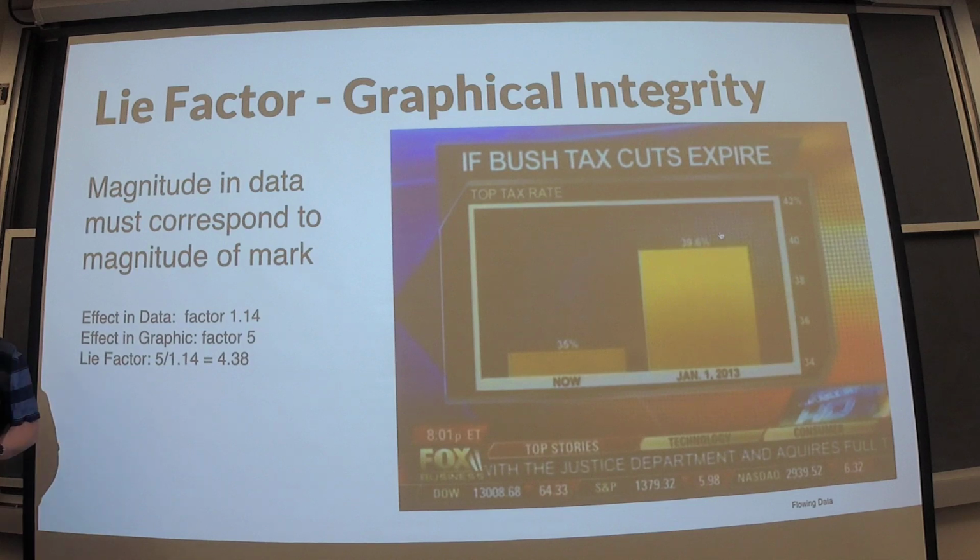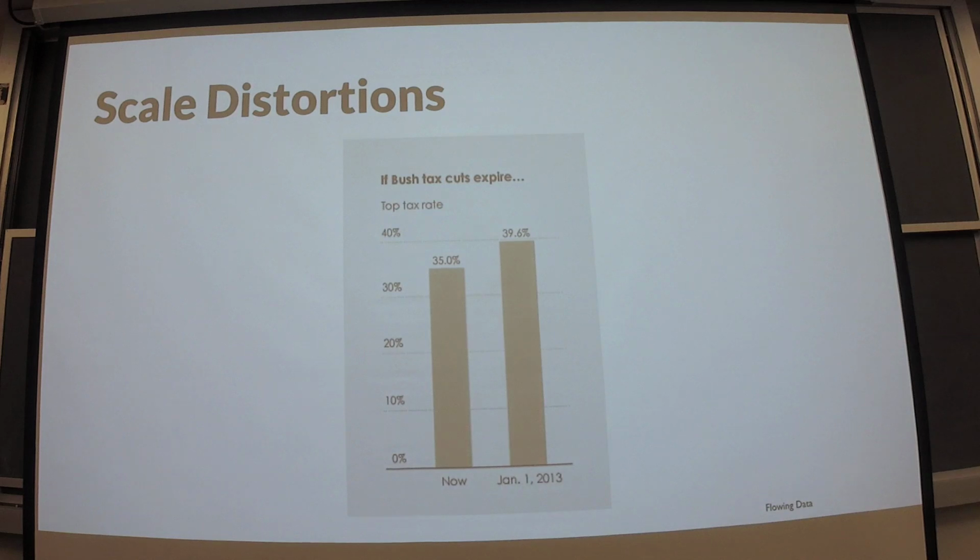So how can we calculate the lie factor here? The effect in the data is a factor of 1.14, the difference here, and the effect in the graphic is a factor of 5. So the lie factor is 5 divided by 1.14, so 4.38, and that of course should be 1. So clearly this is a chart that deceives. Here's an example where somebody has redone this chart and shows us how it looks if we actually started at scale 0. We have 35% and 39.6%, and we see there's a change, of course, but it's not this massive change that Fox News wanted us to believe there is.